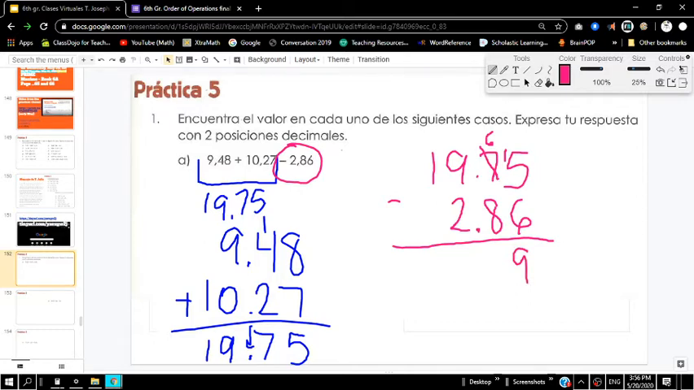What is 6 minus 8? Well, we can't do that, so we need to go over to our hundreds column and get rid of one of the hundreds. We're going to make that an 8 and bring back our hundredths. We're going to bring back 10 hundredths, so we're going to make that 16. Okay, so 16 minus 8 is 8. We're going to drop our decimal point into our answer, and we can just do 18 right away minus 2. 18 minus 2 is 16. So our answer is 16.89.